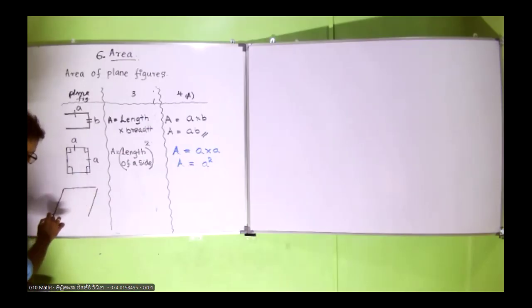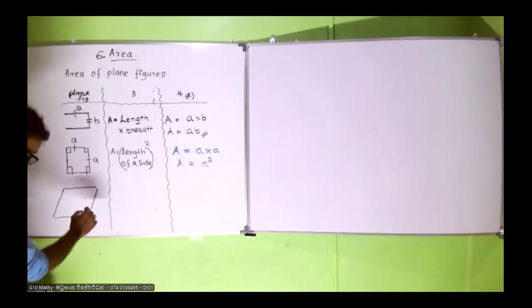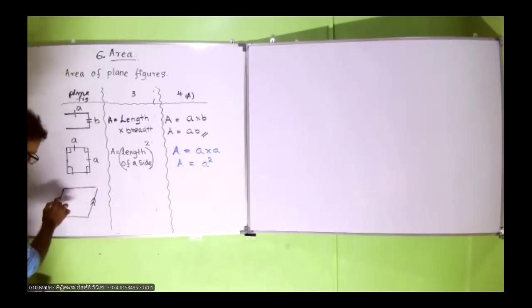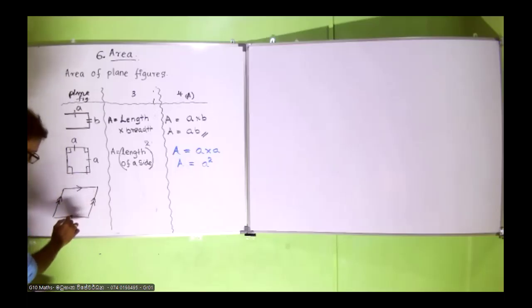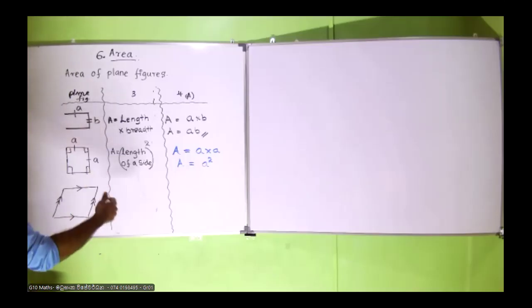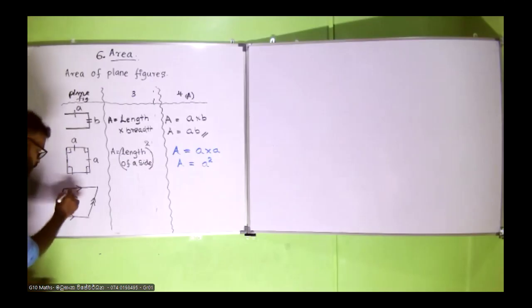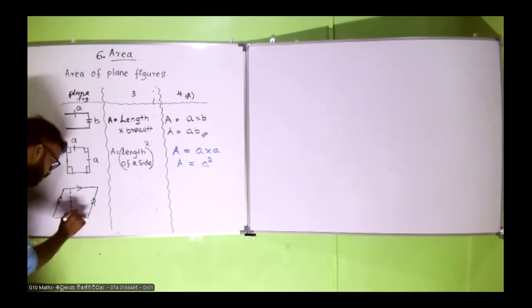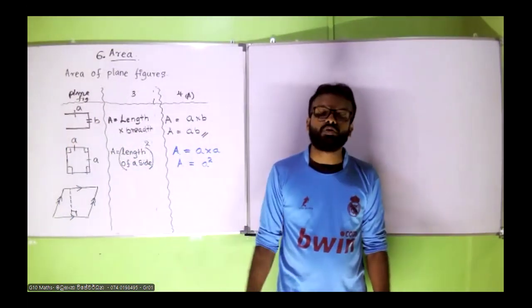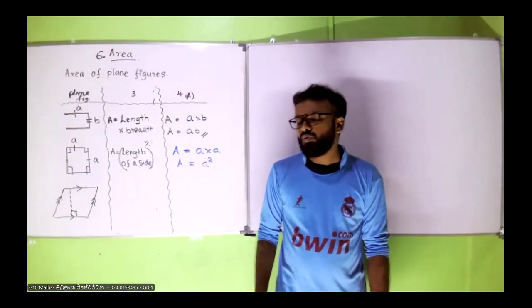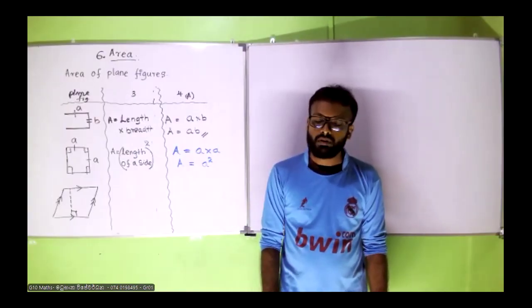So it is something like this. These opposite sides are parallel together, and also these two opposite sides are parallel together, right? And if you want to calculate the area of this parallelogram, you need to know two things. So what are the two things that you need to know?